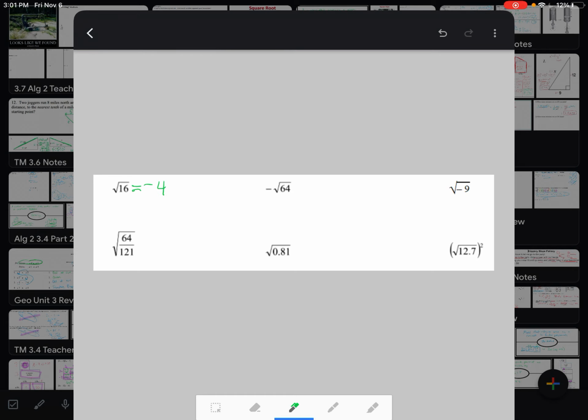So some square roots here. The square root of 16. Again, we can either punch that into our calculator or just see that 4 times itself is 16, and also negative 4 times itself is 16.